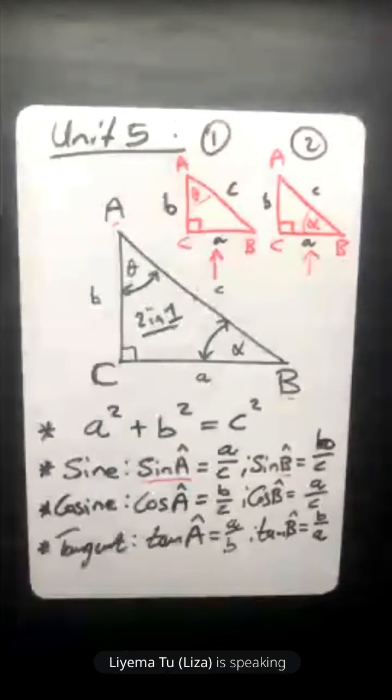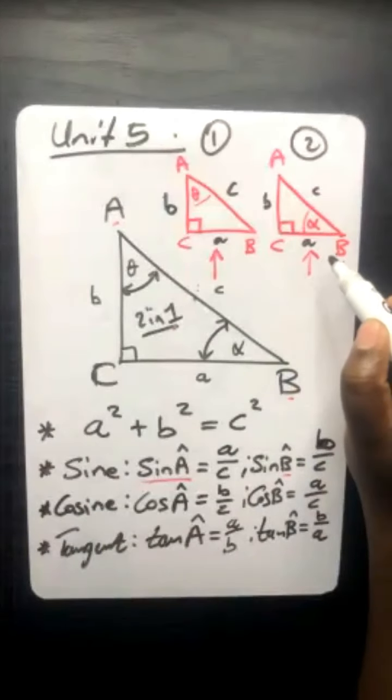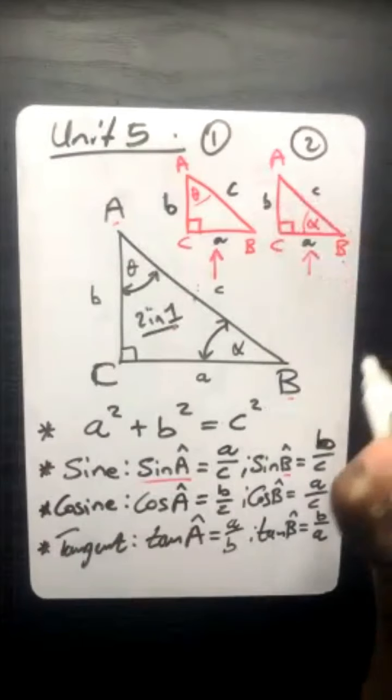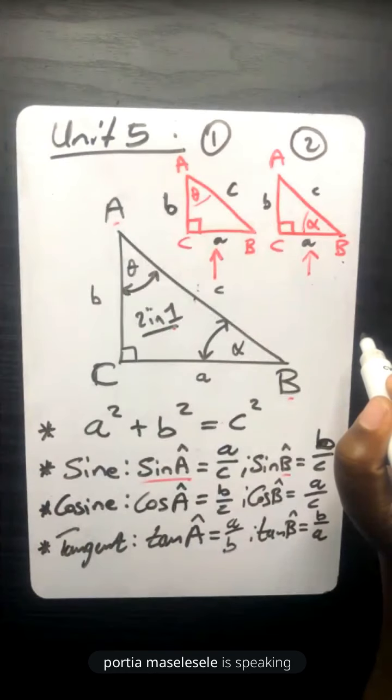I'm not sure if you guys agree with me on that one. Yes, sir. It's A over B. Remember, tan is opposite over adjacent. Yes, for triangle 2. So which one is opposite? No, for triangle number 2, it's opposite over adjacent, right? It's correct. Yes.